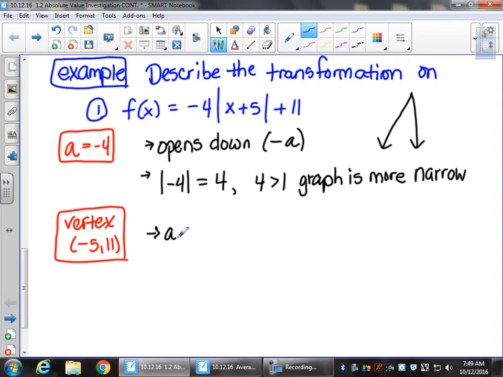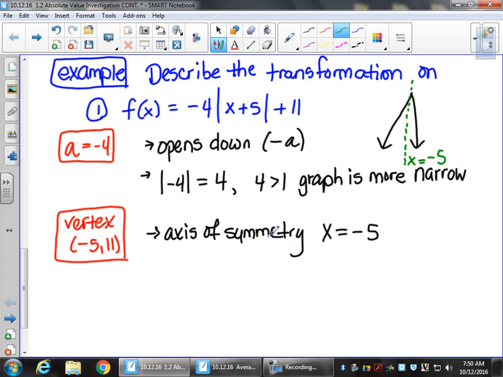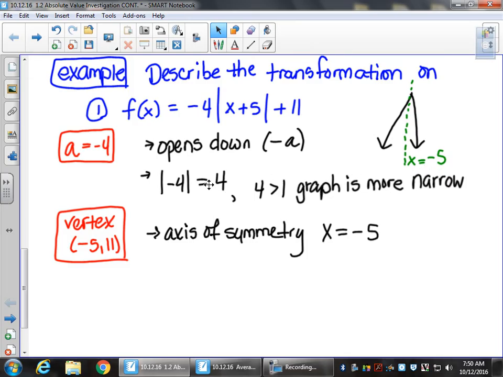Let's start with axis of symmetry. What's the axis of symmetry going to be? X equals negative 5. So if we were to draw our invisible dotted line through the vertex, a vertical line, the equation of that invisible line is X equals negative 5. Great. What else can I say?